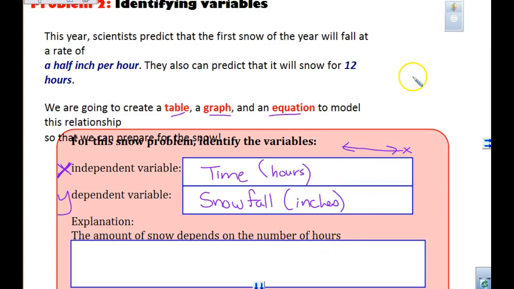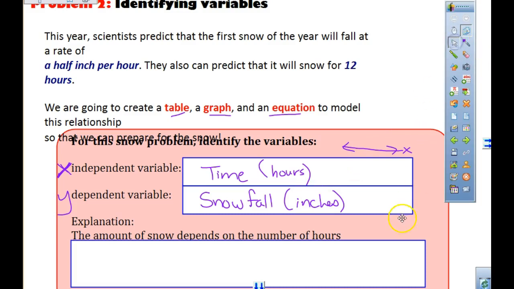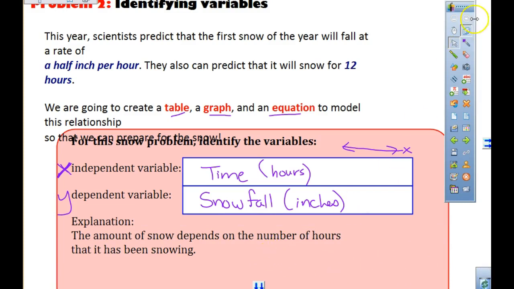And then it says, what's the explanation for why we know independent and dependent variable? So, when we look at this, what we are looking at is that the amount of snow depends, okay, so you want to write this down. The amount of snow depends on the number of hours that it has been snowing.